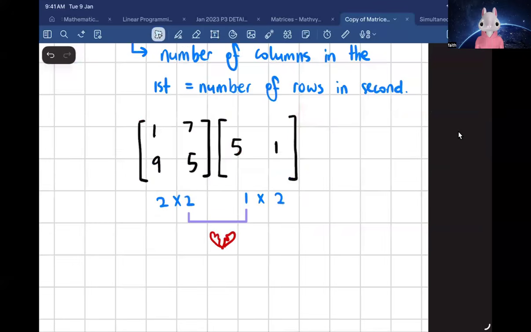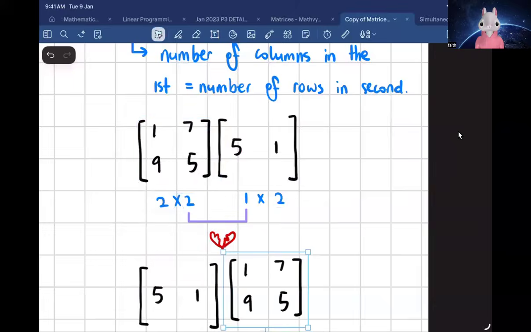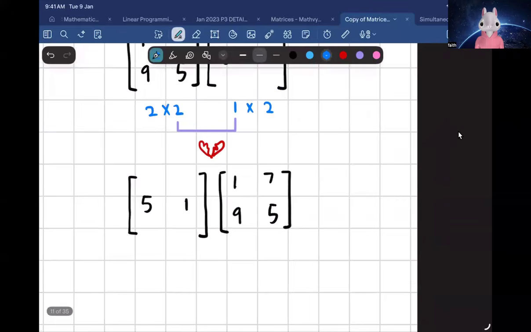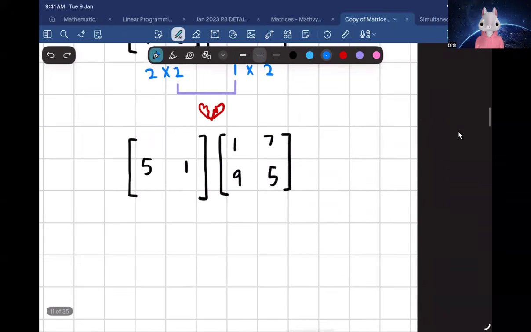What if I were to switch the order now? What if instead of 1795 by 51, I said 51 by 1795. Would it be compatible now? I think it would. What's the order of this matrix? 1 by 2, because it has one row and two columns. And what kind of matrix is this? 2 by 2, sir. So guys, is it compatible? Yeah, it is compatible.